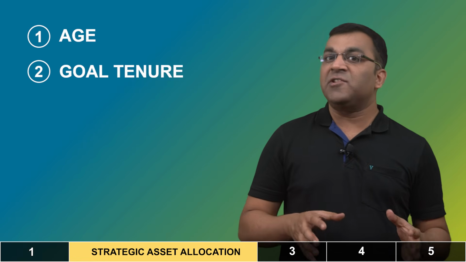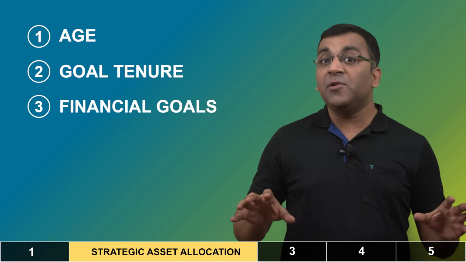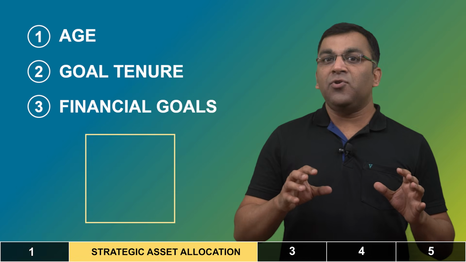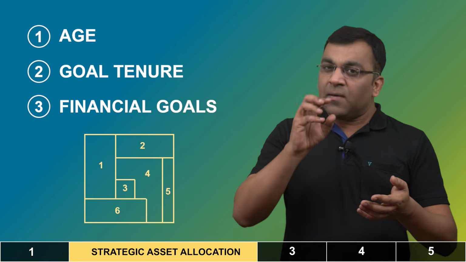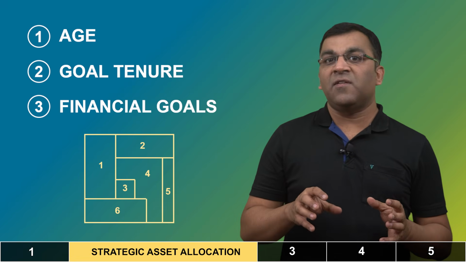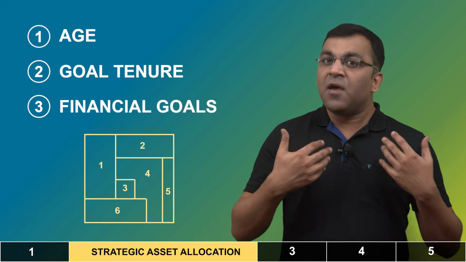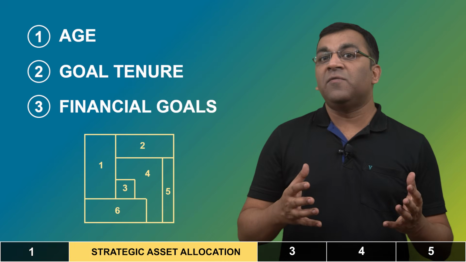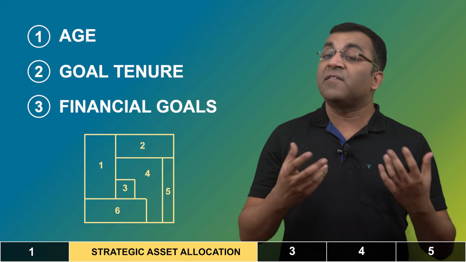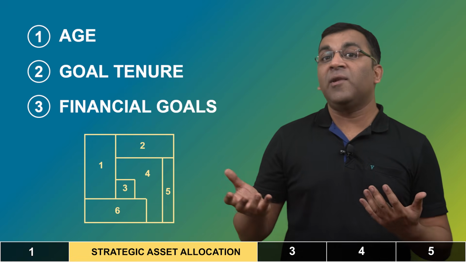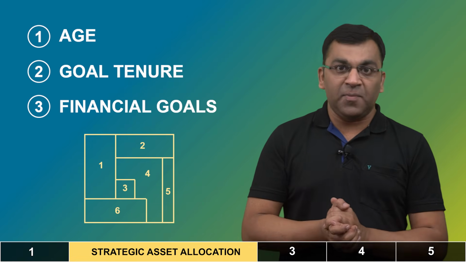Then comes your financial goals, and because everyone has multiple goals, it's often recommended to not look at asset allocation as one single large box, but to break it down into smaller boxes on the basis of the goal you are chasing. For example, your retirement goal, which is probably 30 years away, should have a different mix of asset classes as compared to your 4-year goal of accumulating enough capital to start your own business.